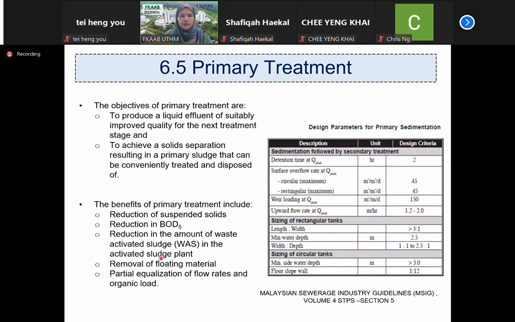Then reduction of the BOD 5 and suspended solids, so that it is not a heavy load with this organic matter. BOD means our organic matter, all our waste, especially in the toilet.